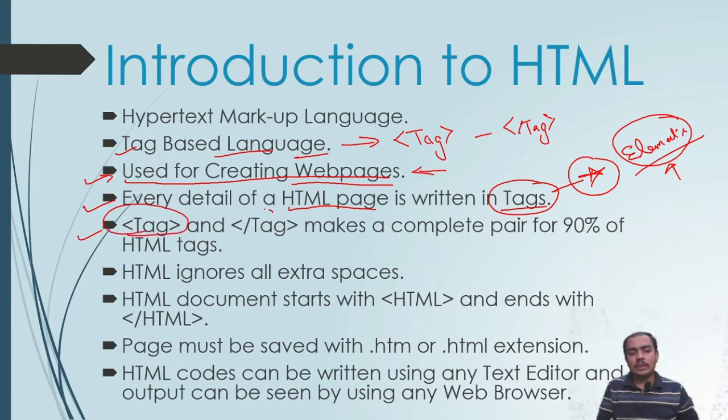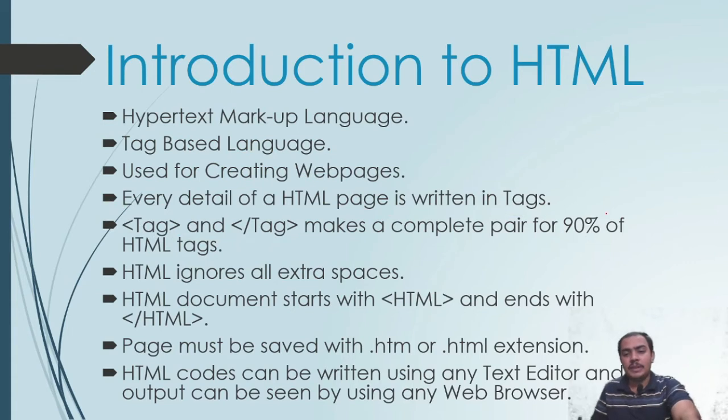An opening tag and a closing tag make a complete pair for 90% of HTML tags. This simply means that in HTML, 90% of the data is enclosed between an opening and a closing tag. Now let's discuss what an opening tag and a closing tag are. Whenever we write an element name in angular brackets like this, it is termed an opening tag, because it marks the beginning or start of the tag.